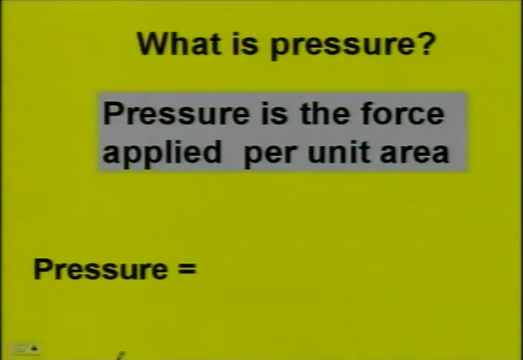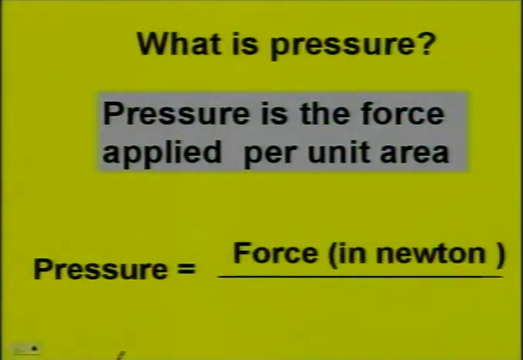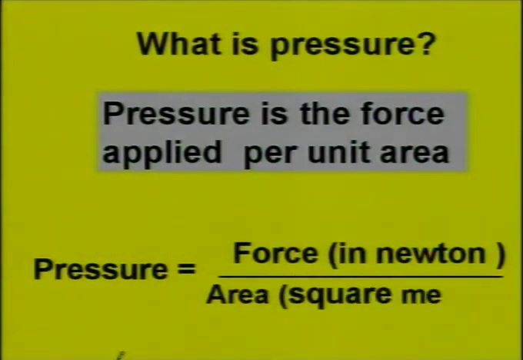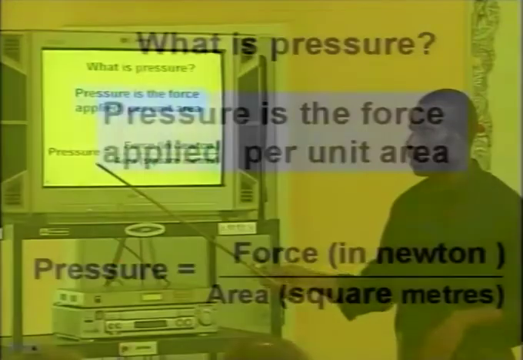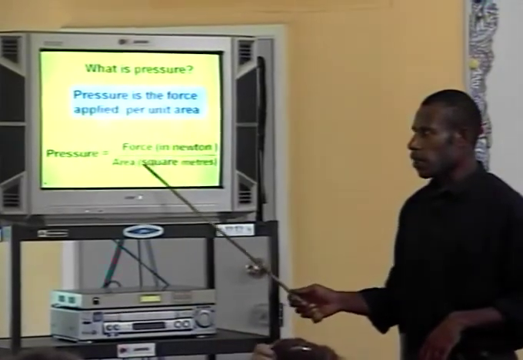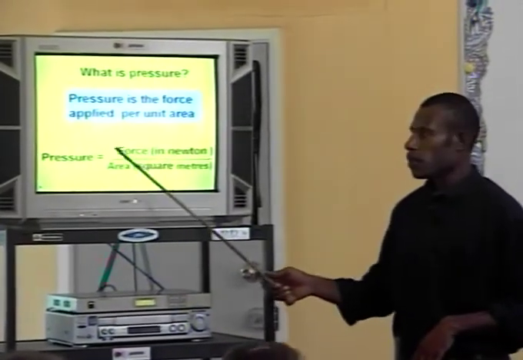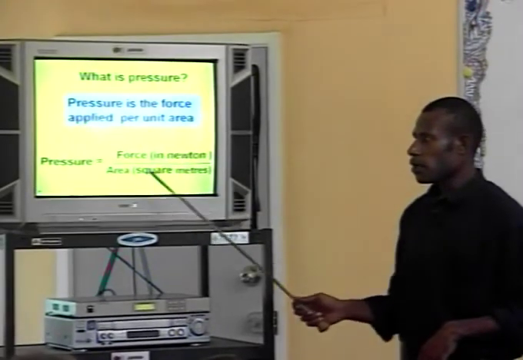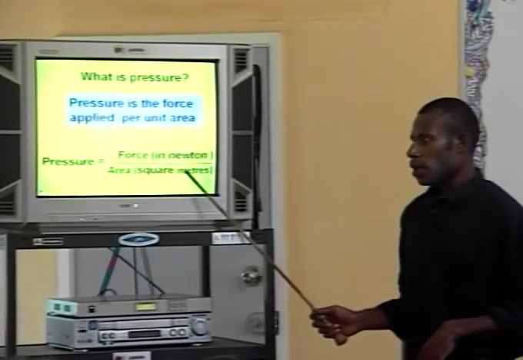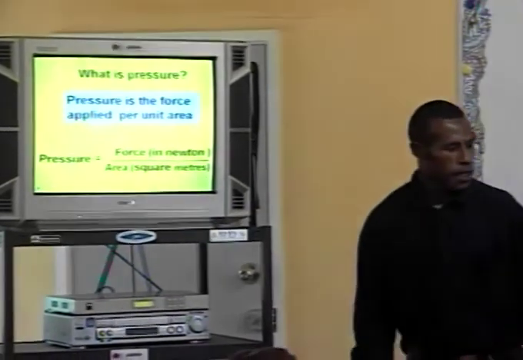Okay, given that formula, what is pressure? Pressure is the force that is applied per unit area, and it is given by the formula pressure equals force over area. Force is measured in newtons and area in square meters. That is in SI units.